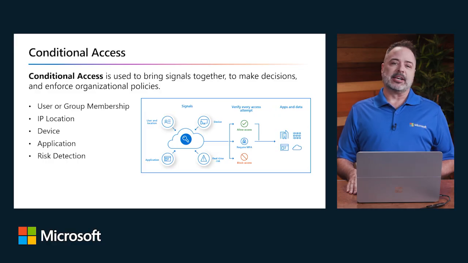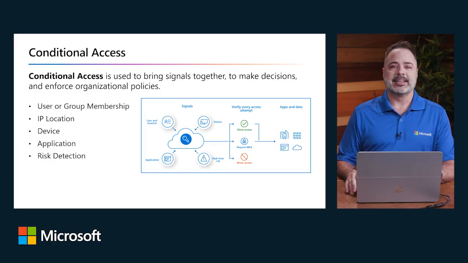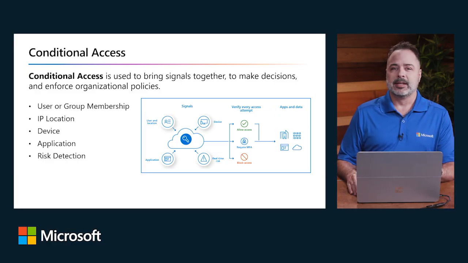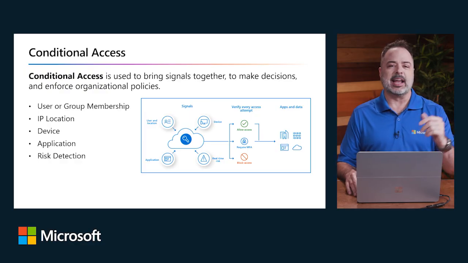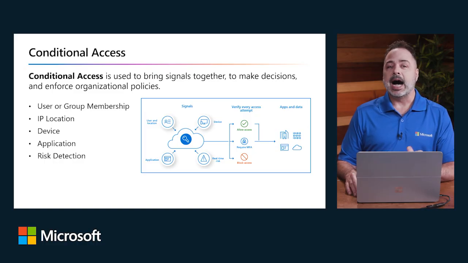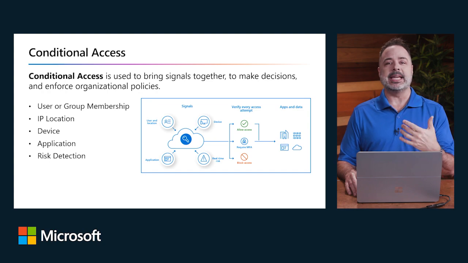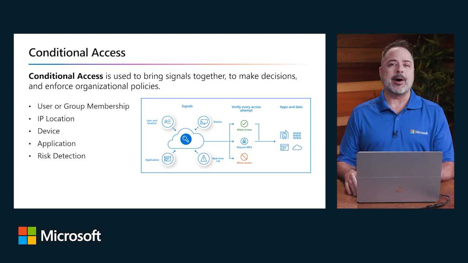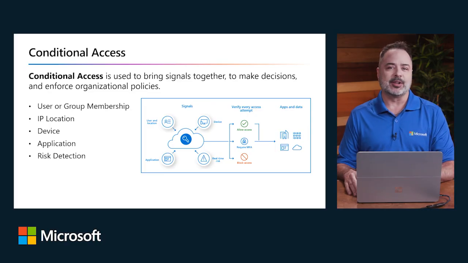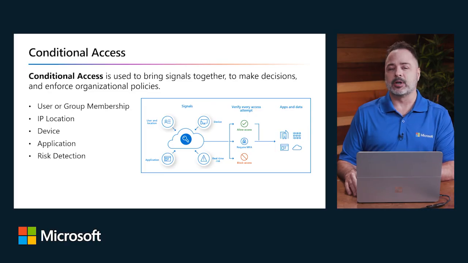These if-then statements can include various signals such as user or group membership. Policies can be targeted to specific users and groups, giving administrators fine-grained control over their access. For instance, you might have a policy that applies only to the members of the finance department. IP location. Organizations can create trusted IP address ranges that can be used when making policy decisions. For example, you might allow access only from a specific geographic location or block access from certain countries.